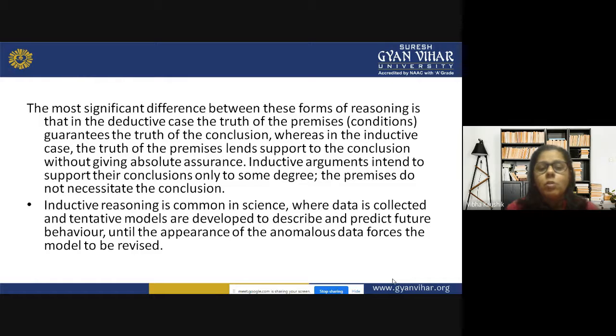Inductive reasoning is common in the subject of science, where we have to collect data related to a particular problem or situation, and tentative models are developed to describe that thing and predict the future. On the basis of the data we can develop models, and these models can be used to describe and predict future behavior. What will be the future behavior? Until the appearance of anomalous data forces the model to be revised.